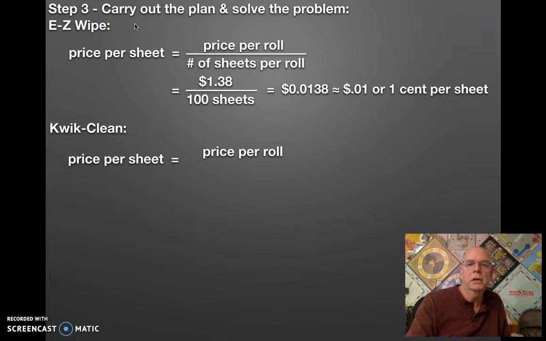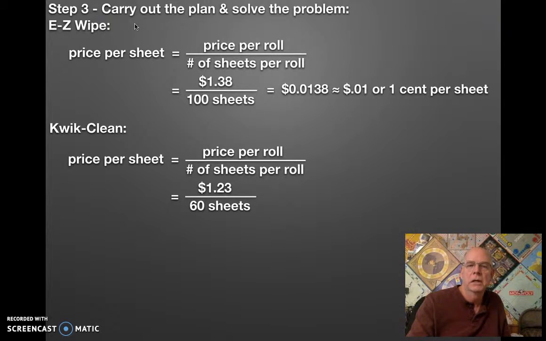For the Quick Clean, to calculate the price per sheet, we do the same calculation, price per roll divided by the number of sheets per roll. In this case, that's $1.23, but it said it had 5 dozen. Well, that's 5 times 12. 12 is a dozen. 5 times 12 is 60. So we're going to divide by 60 this time, 60 sheets. That gives us approximately 0.0205, or about 2 cents per sheet.